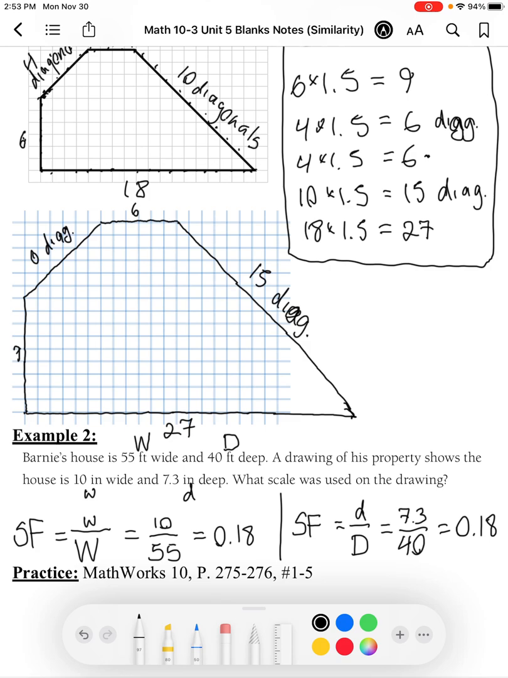You could also reduce this fraction if you wanted. So if you wanted to use the 10 inches to 55 feet, you could also say something like 1 inch equals 5.5 feet, right? Because if 10 inches equals 55 feet, just divide them both by 10, and you get 1 inch equals 5.5 feet. But if you go 1 divided by 5.5, you're still going to get that 0.18.